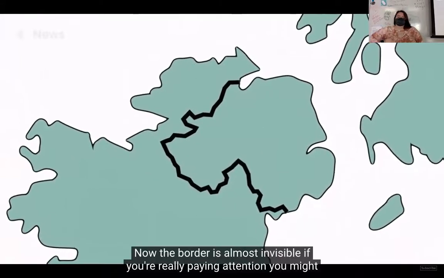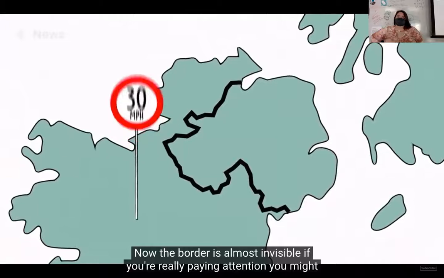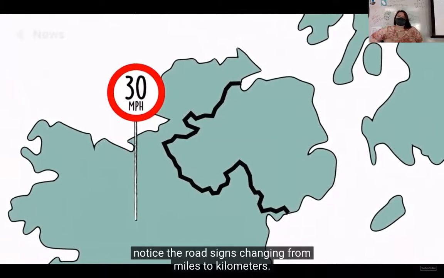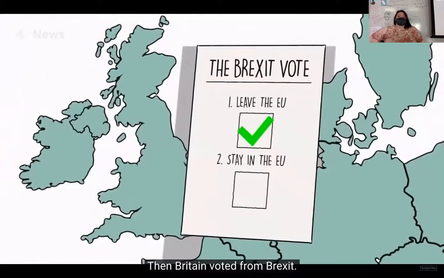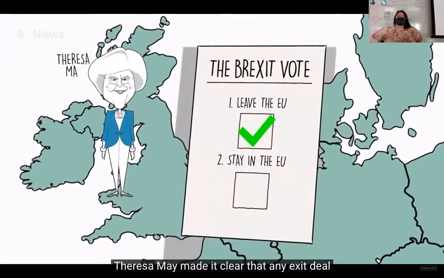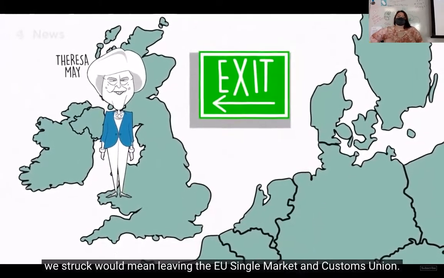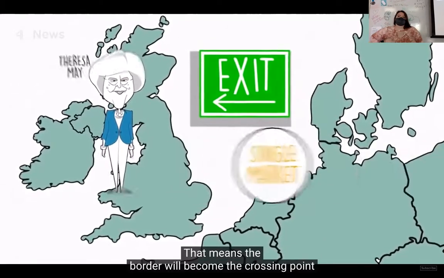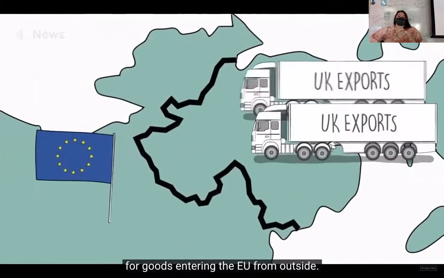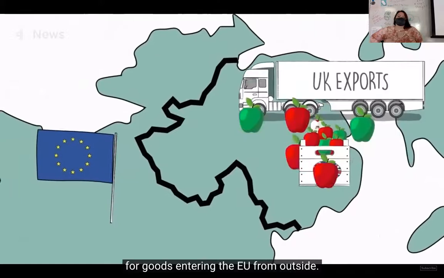Now, the border is almost invisible. If you're really paying attention, you might notice the road signs changing from miles to kilometers. But that's just about it. Then Britain voted for Brexit. Theresa May made it clear that any exit deal we struck would mean leaving the EU's single market and customs union. That means the border will become the crossing point for goods entering the EU from outside.